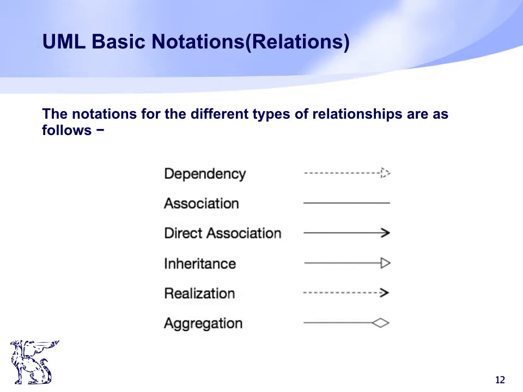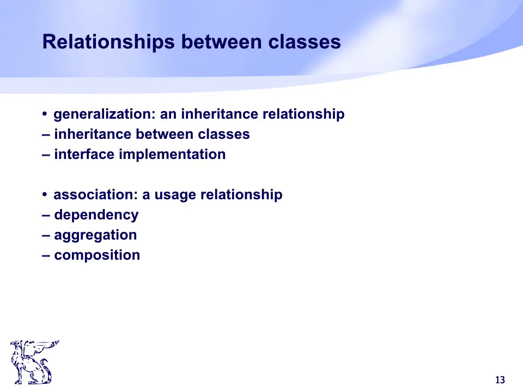Now these are the notations for relations. If you want to represent a dependency relation, it will be a dashed line. For association or link, it will be just a line. For inheritance, it will be a directed line. So these are the different notations for representing relations. For relations between classes, the concepts of generalization, association, dependency, aggregation and composition are important to understand.